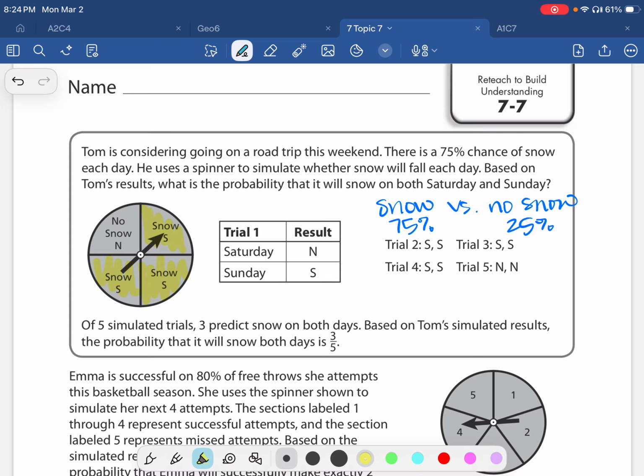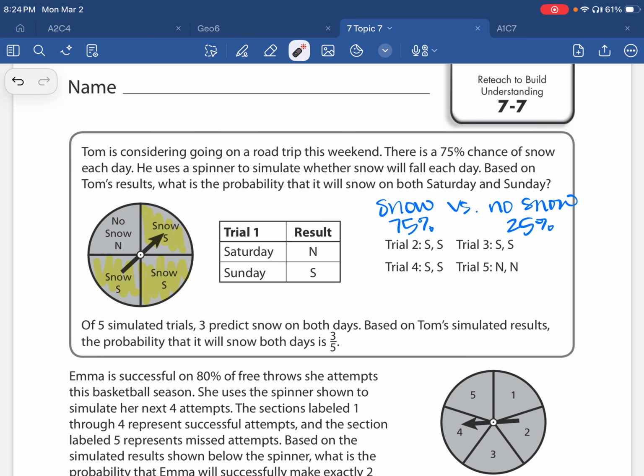So he does 5 trials, spinning the spinner twice to represent the chance of snow on Saturday and the chance of snow on Sunday. So out of the 5 trials, here we have 1 day with no snow. Here it's 2 days with snow, 2 days with snow, 2 days with snow, 2 days with no snow.